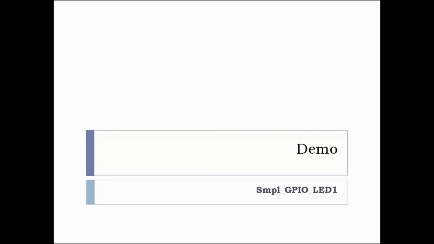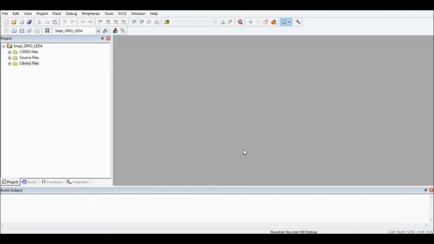Now we will see the demo of interfacing the onboard LED with GPIO pins. This is the Keil Microvision 4 software development environment tool provided by ARM. Here I already opened that project. Under the project, we have 3 subfolders. These 3 subfolders are very common for all types of applications.